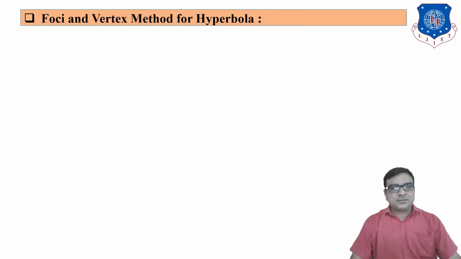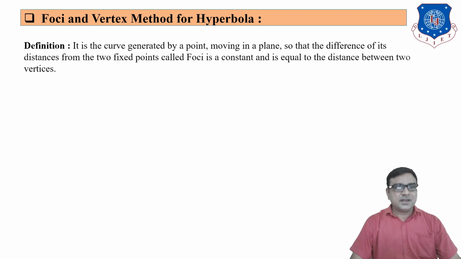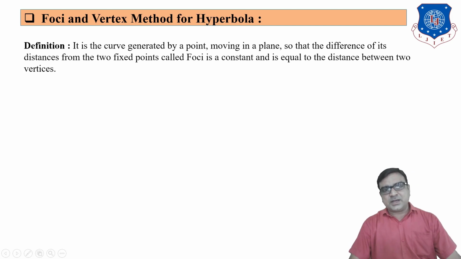Now the hyperbola using the foci and vertex method. So what is the foci and vertex method? The definition of hyperbola is like this. It is the curve generated by a point moving in a plane so that the difference of its distances from two fixed points called foci is a constant and is equal to the distance between two vertices.